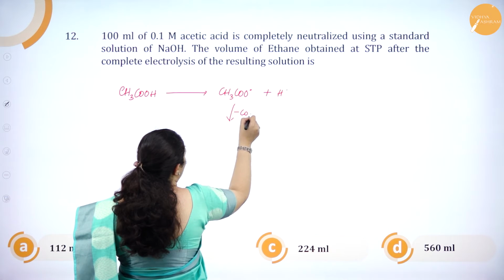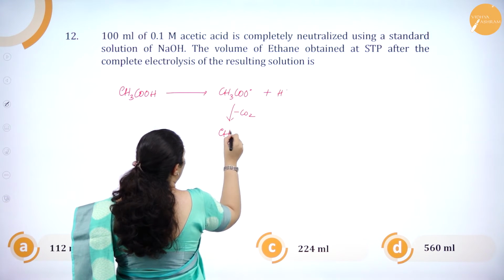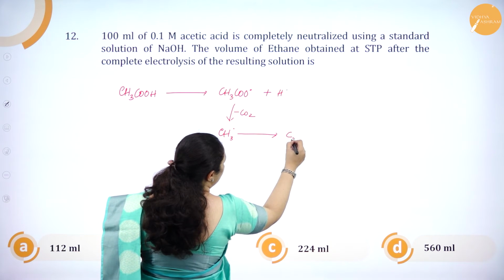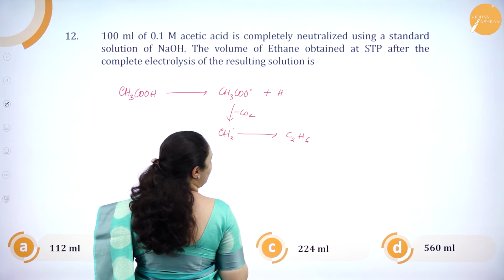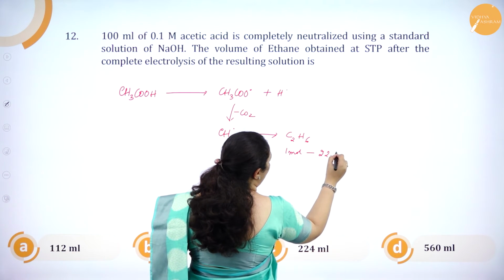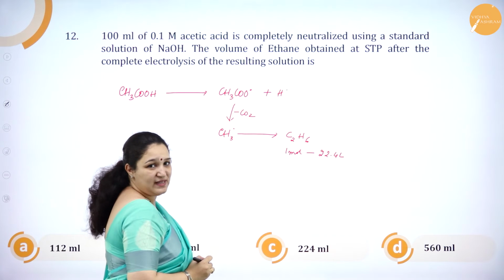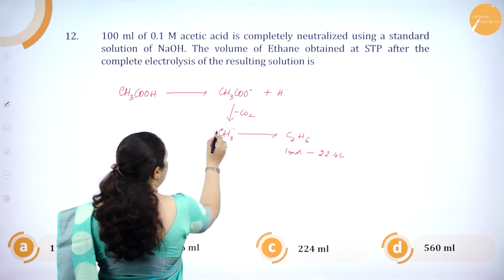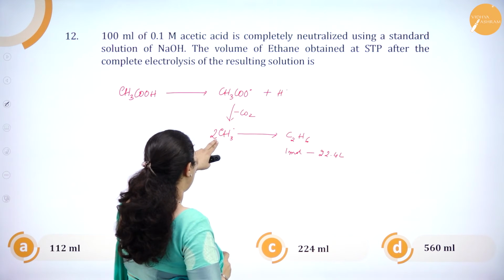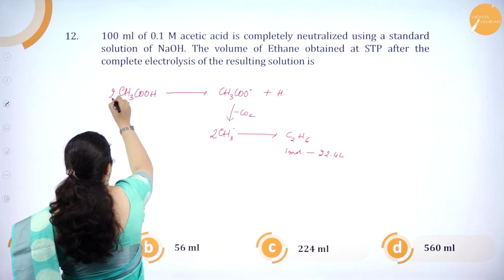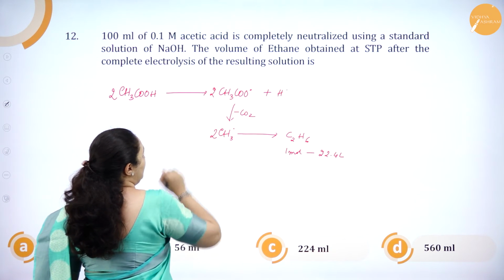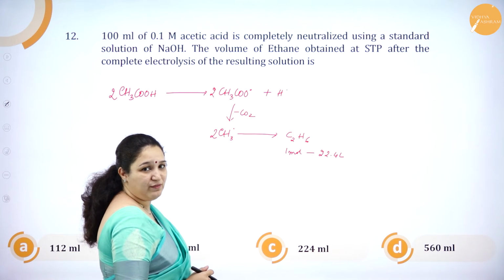Further carbon dioxide will be removed and I'll get methyl free radical. So I'll require 2 methyl free radicals to give C2H6, that is ethane. Correct? This is 1 mole of ethane, which occupies 22.4 liters of volume at STP. But I require 2 methyl free radicals. If I require 2 methyl free radicals, then I'll require 2 molecules of acetic acid as well. Correct? Only then I'll get 2 and 2 methyl free radicals.